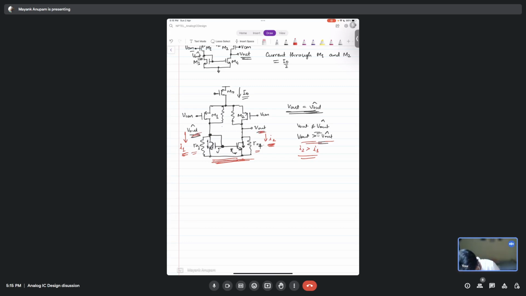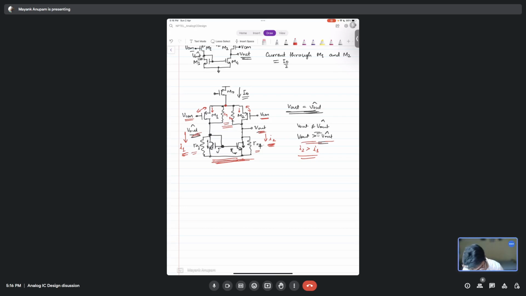But here you see, for the PMOS, both the PMOS gates are exactly at the same potential and their source is also exactly at the same potential, isn't it? So for them, overdrive is again the same, so the current flowing through them should be the same, isn't it? So the only difference in the current that can come through is because of these resistances, RO1 and RO2, correct?